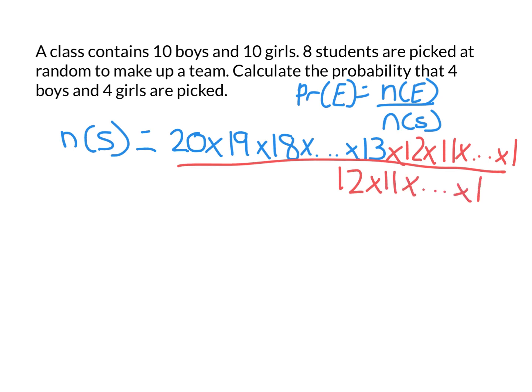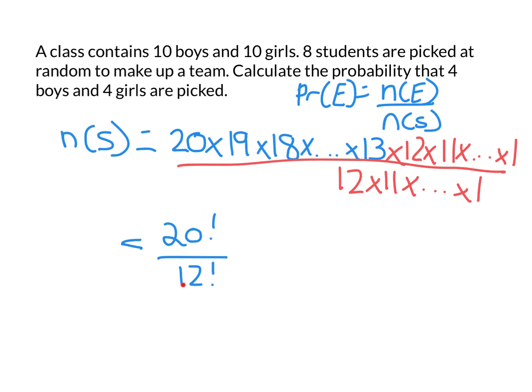See, these two red parts cancel out, so I'm just left with what's in blue. But this will be easier to put in the calculator. Why would this be easier to put in the calculator if I have more numbers? Well, the top is just 20 factorial and the bottom is 12 factorial. That's much easier putting in your calculator than writing out all these numbers.